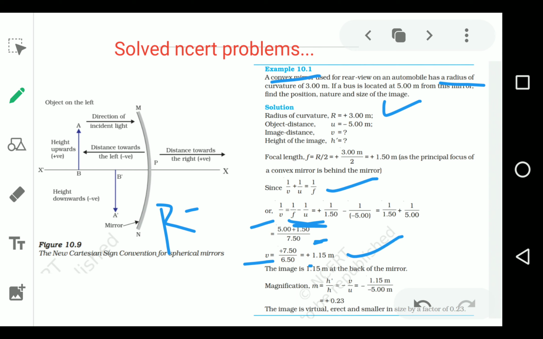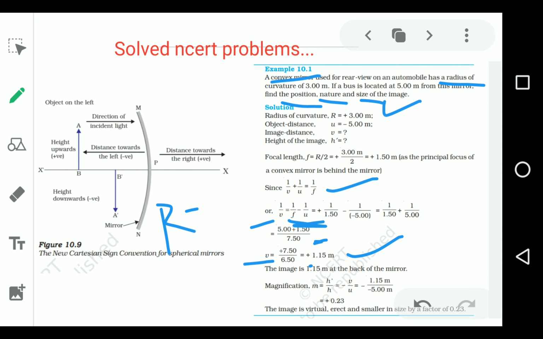Okay, if you are getting v in the positive sign, get to know here that the image is found on the positive axis. And also you know that from the ray diagrams of the convex mirror, the image is always virtual. Okay, for the convex mirror, the image is always found on the positive x-axis. So the image is virtual, and always you will be getting the image distance in positive sign. Okay, next, what is it asking? It is asking for the position, which we have found out, and next is nature and size. For a convex mirror, you know the nature, that it is virtual and erect, and then the size of the image.